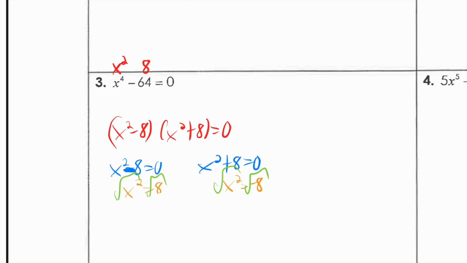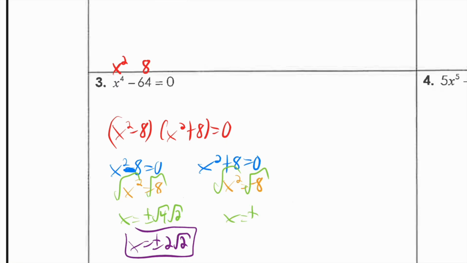So this simplifies to x equals plus or minus square root 4 times square root 2, which is really 2 square root 2. And so then this other one will simplify very similarly to plus or minus 2i square root 2. And those would be our 4 answers.